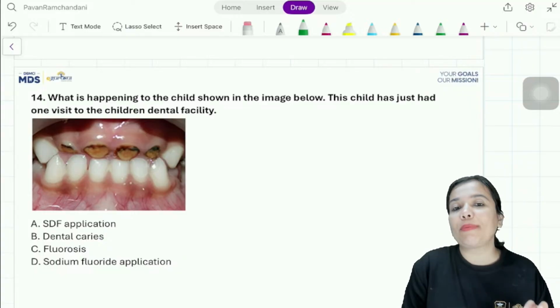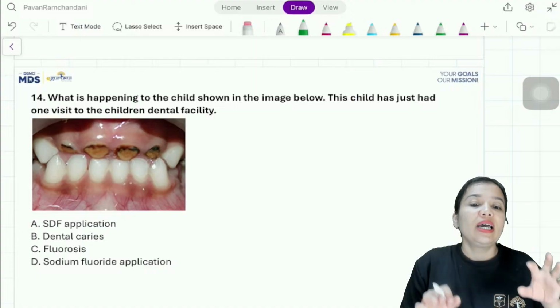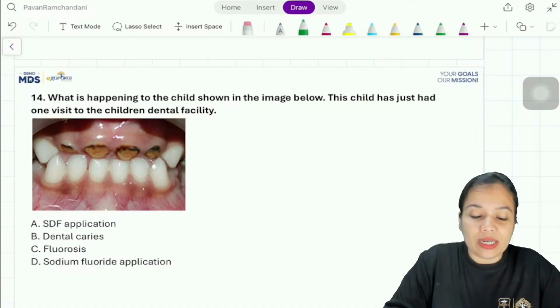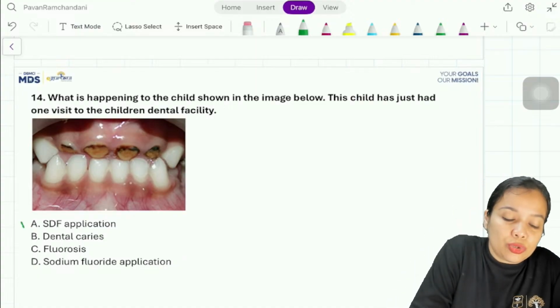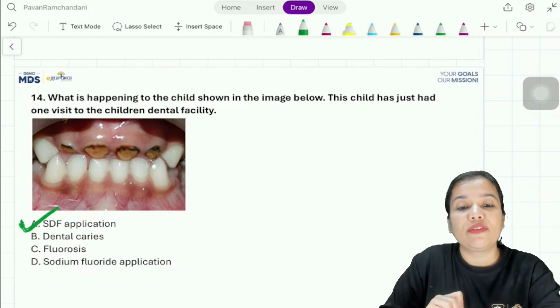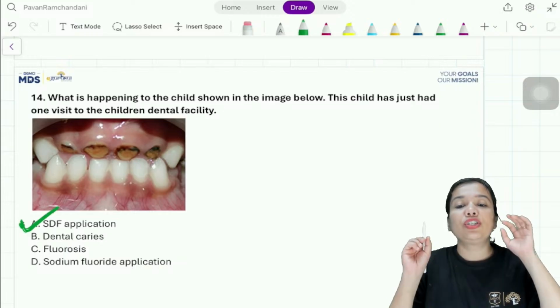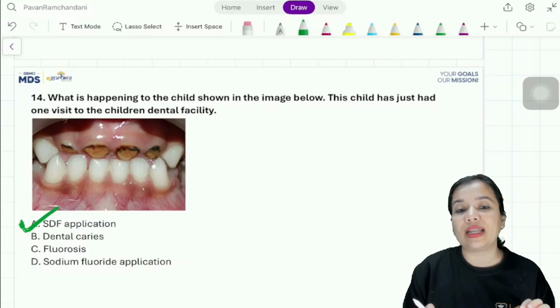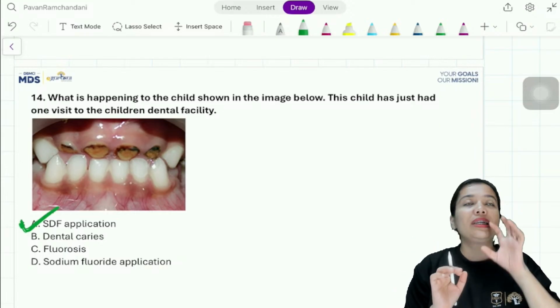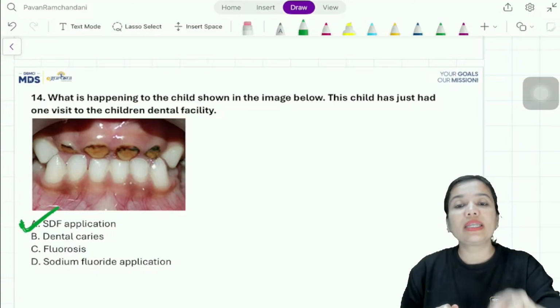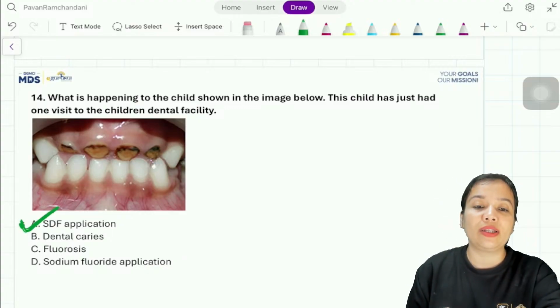So what is happening to this particular child? Why is there black discoloration? So the black discoloration is due to the SDF application. What is SDF? SDF is silver diamine fluoride, which leads to black discoloration of the tooth. It does arrest the caries, but it actually leads to black discoloration of the tooth.